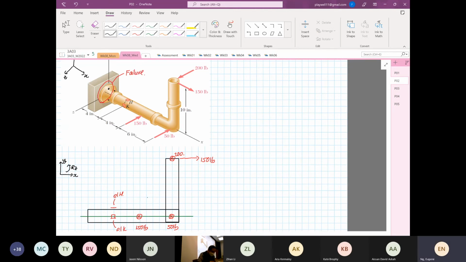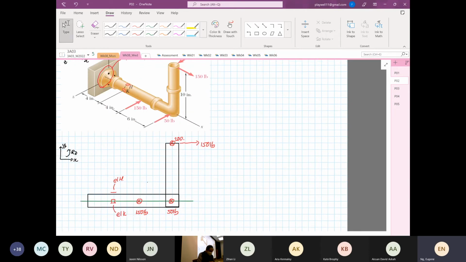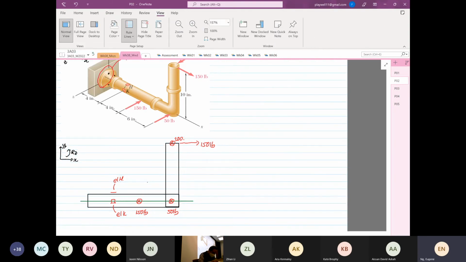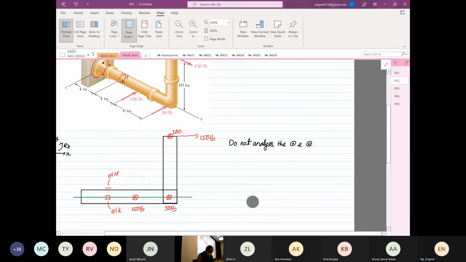So the next thing that I remind you is do not analyze the dots and crosses, yes? So the next rule I make is do not analyze the dots and crosses.